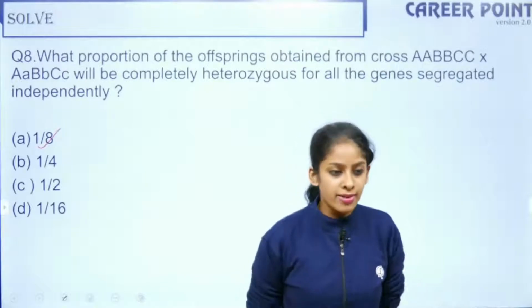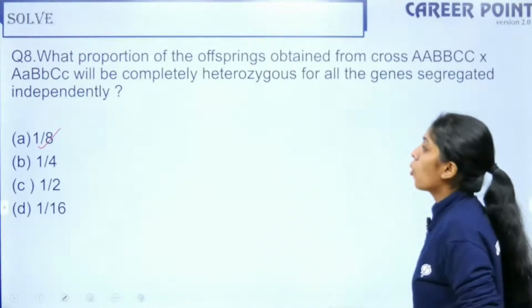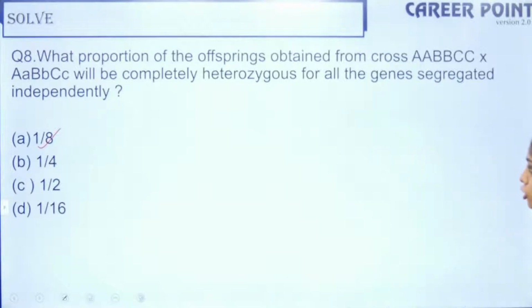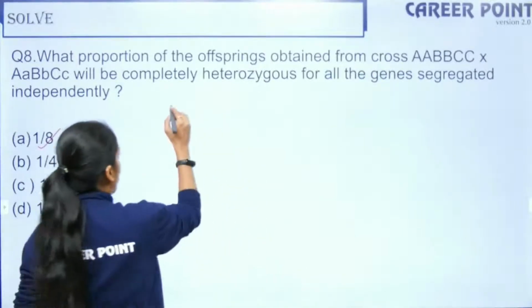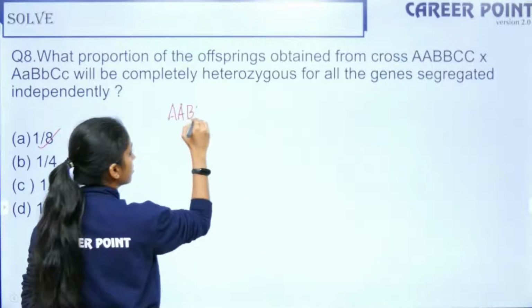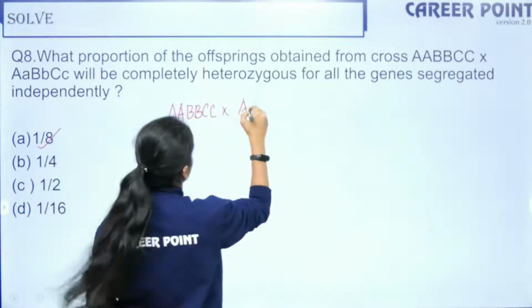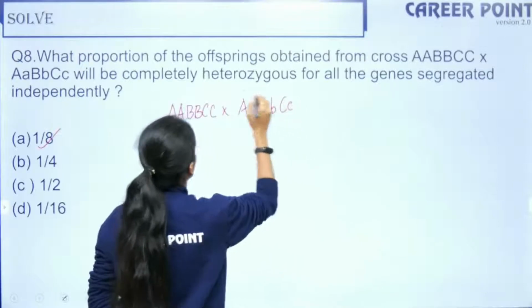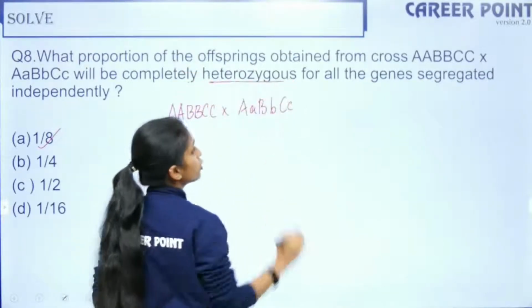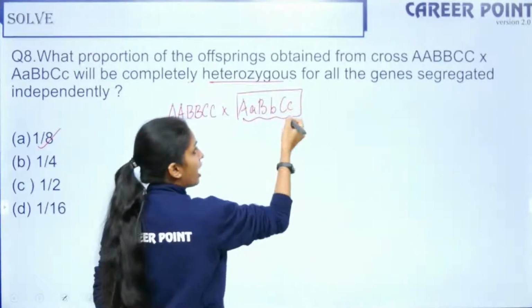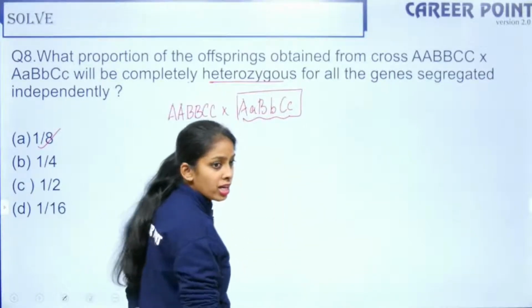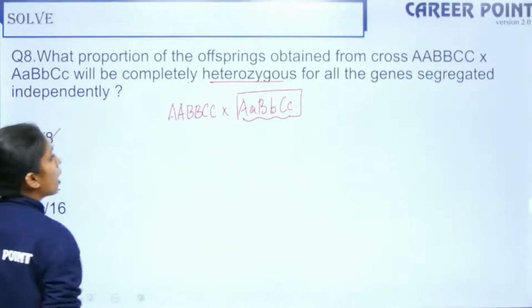Yes, everyone has got answer A. No doubt. How do you solve? What proportion of offspring is obtained from the cross? This and this will be completely heterozygous for all genes segregated independently. So here it is a tri-hybrid cross and the cross is capital A. What will be completely heterozygous for all genes? Completely heterozygous means resembling one of the parents. So they are asking for the recessive offspring, right? So here the recessive offspring will be 1 by 8.